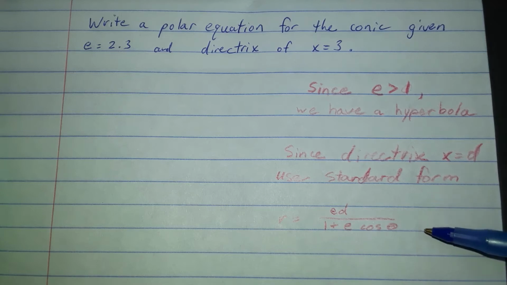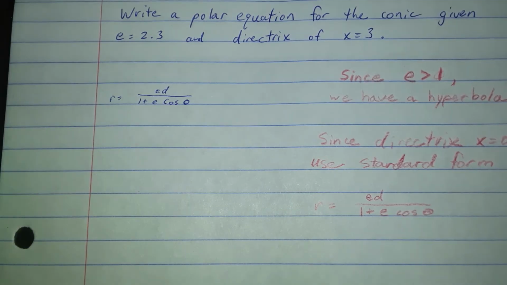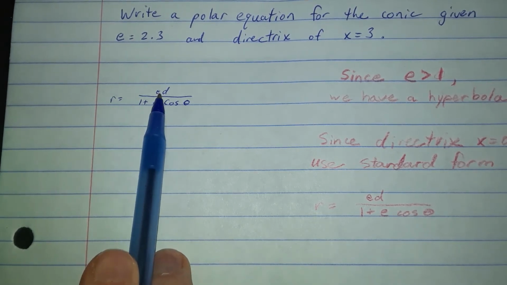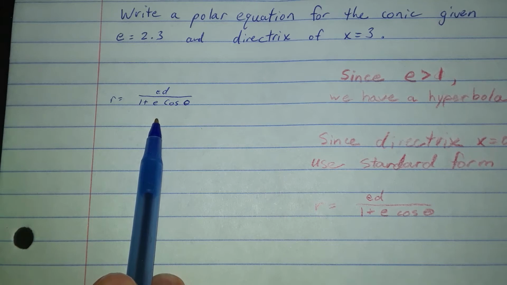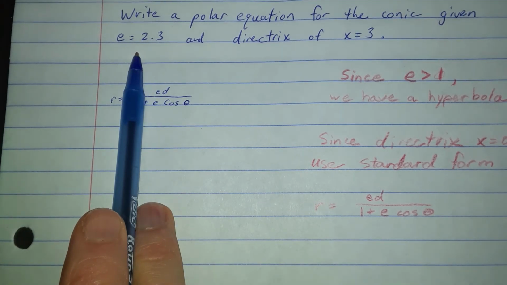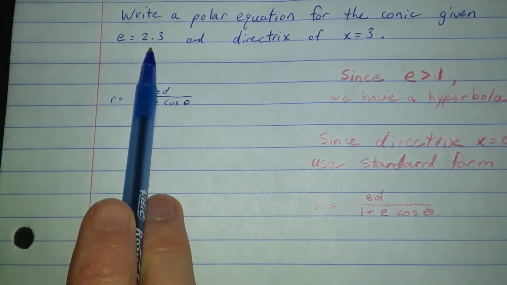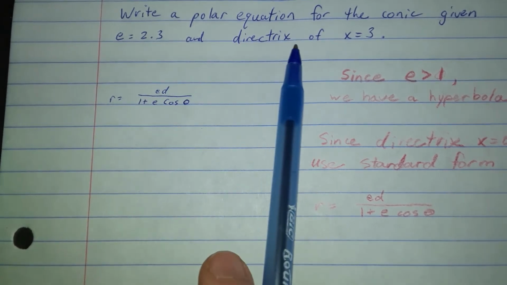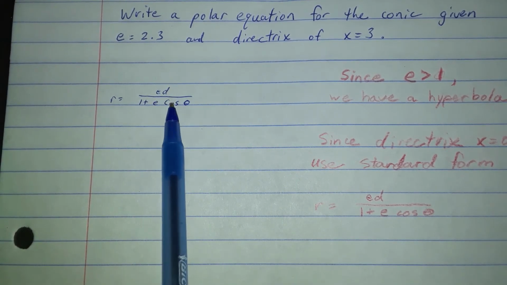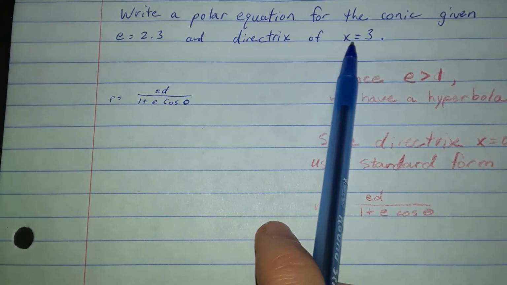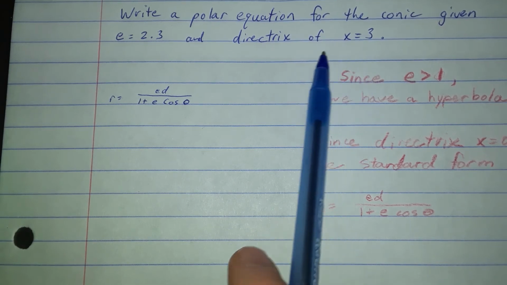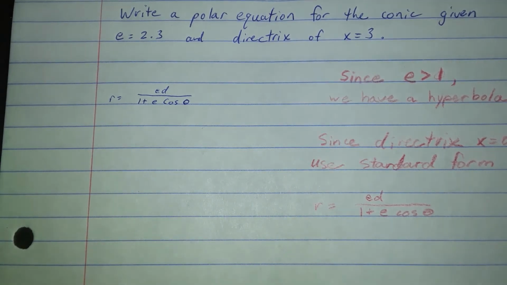The first part is we're going to use this standard form. In this standard form, it's important to note that the e that is in this form is not the number e. It is simply the variable pertaining to whatever value your eccentricity is. So everywhere we have an e, we're going to plug in 2.3, and then for the d value here, we're going to put what x is equal to. So this is just a substitution problem.